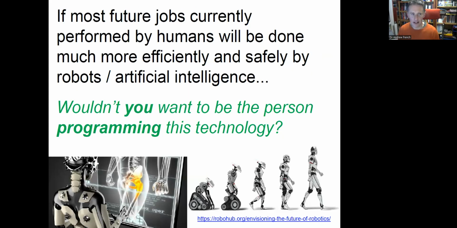Okay, so if most future jobs currently performed by humans will be done more efficiently and safely by robots or artificial intelligence, I'm not sure that's a particularly nice future, but that's a different question. I think there's a sweet spot between humans and machines, and sometimes we get there. You know, the apps that tell you what the weather's going to do, that's a great way for hiking. That's a nice hybrid between person and machine. But artificial intelligence to replace scientists and writers, I'm not sure about that, but that's to be discussed. However, regardless of whether that happens or not, wouldn't you want to be the person programming this technology rather than being the programmed?